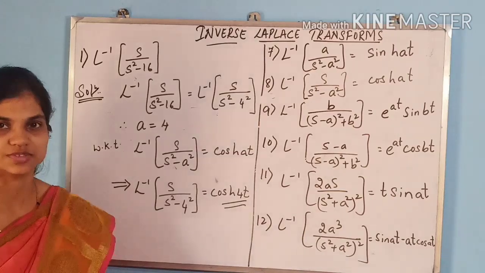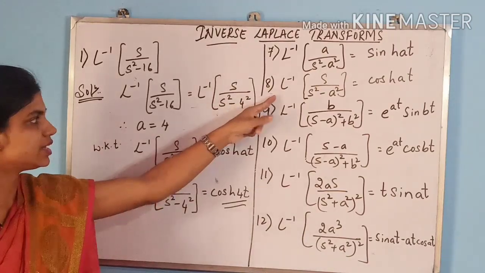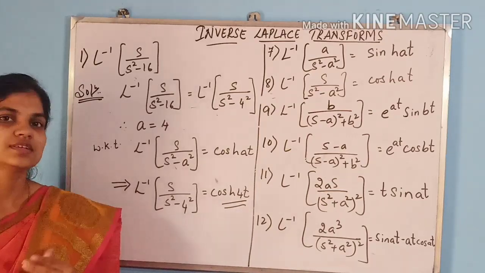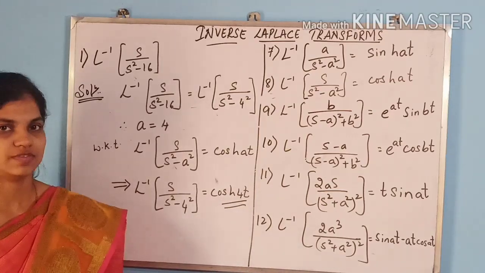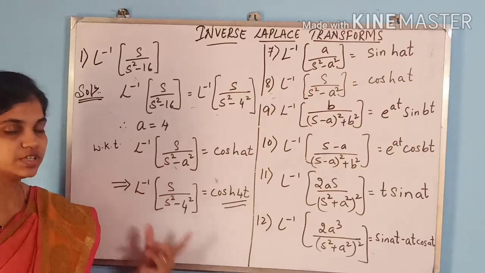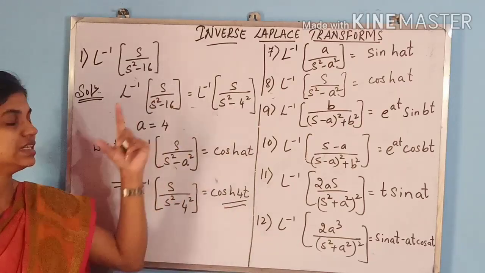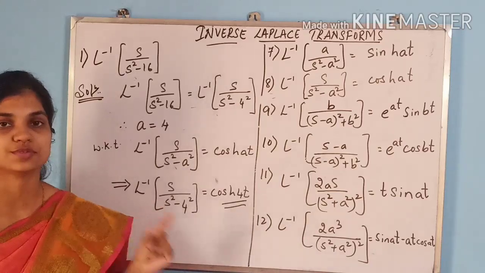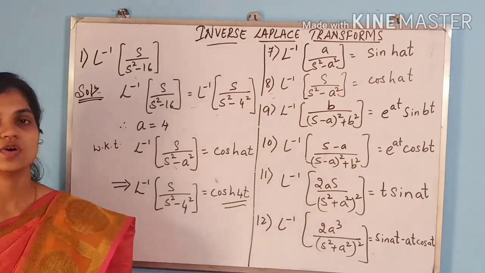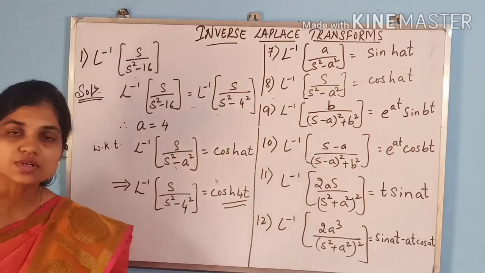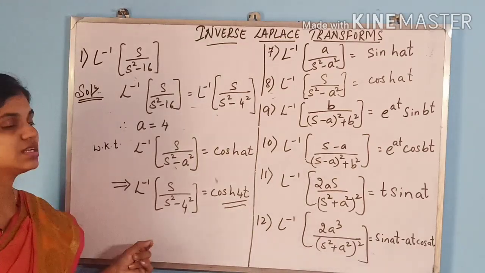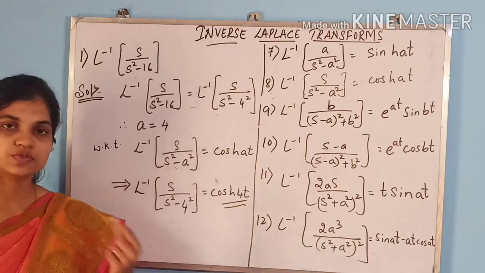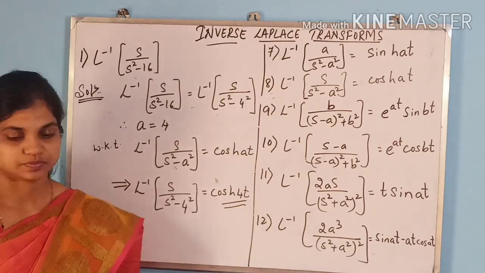Very simple, right? So if you know the formula, you can directly write it. But if you don't know the formula, you're not able to solve it. So the first thing you have to do is learn your formulas. That is the main thing you have to do here. Learn your formulas. Without learning your formulas, you can't solve these examples. Right? Let's move on to the second example.